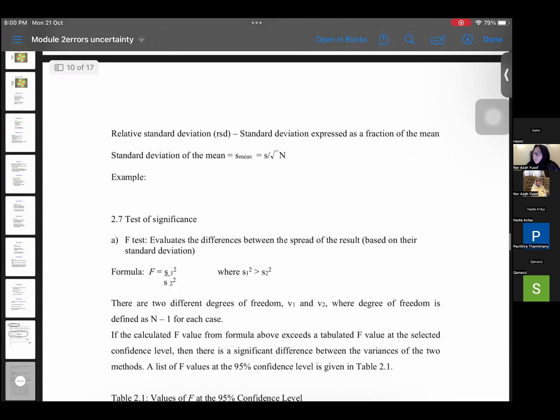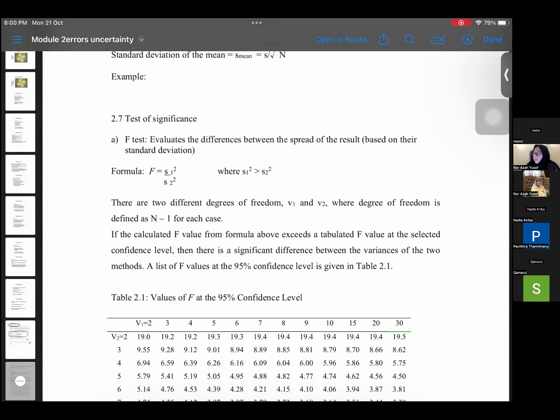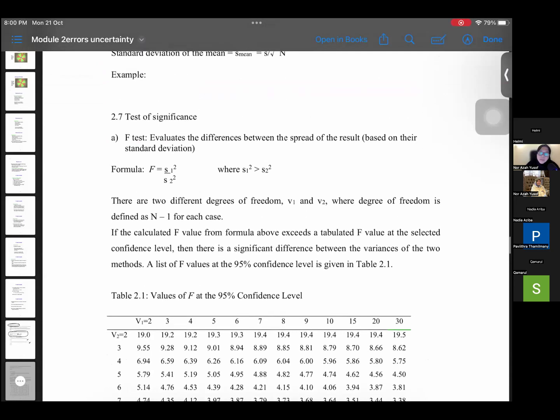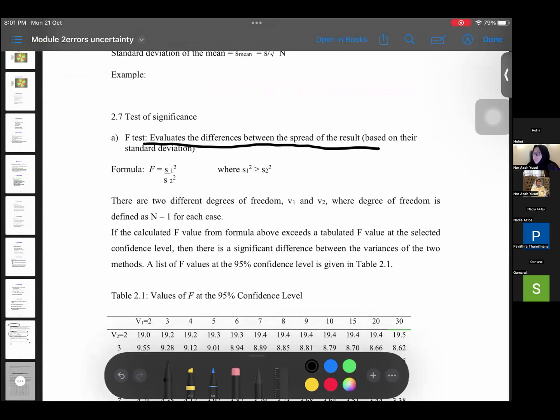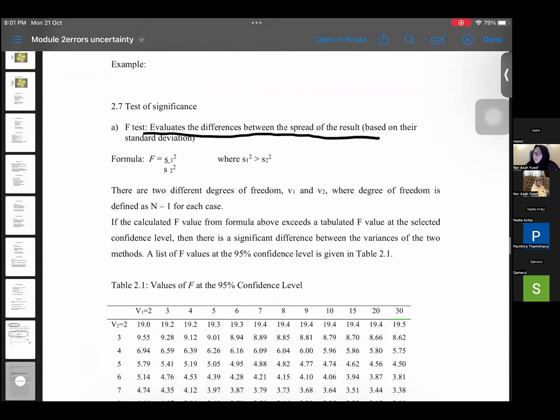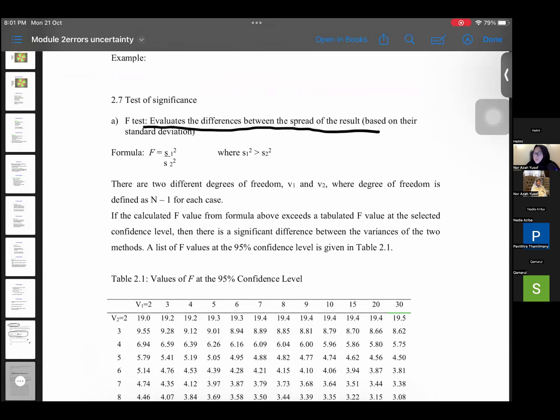So the formula, I think you have done already. So look at the F-test, the test of significance, and how we use the F-test. It evaluates the difference between the spread of the results, which is the precision of the results of the data. So let us familiarize ourselves with the formula.